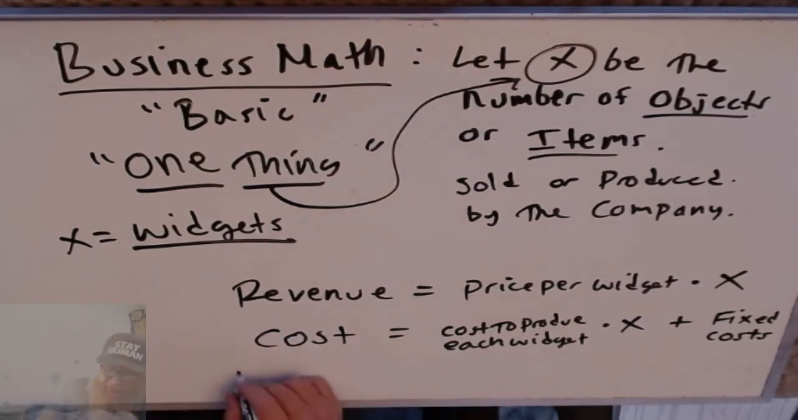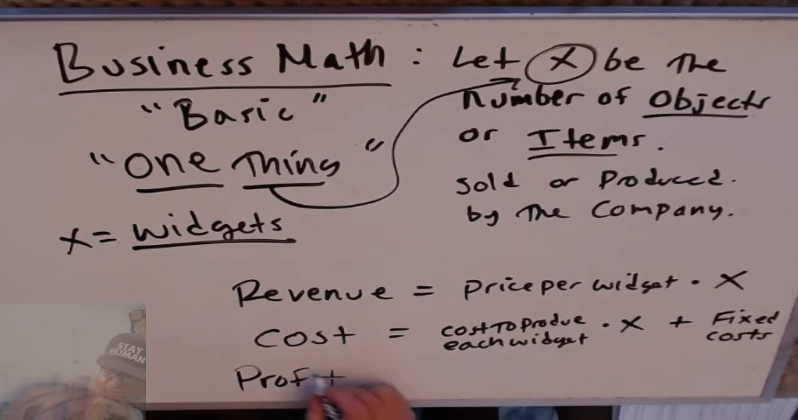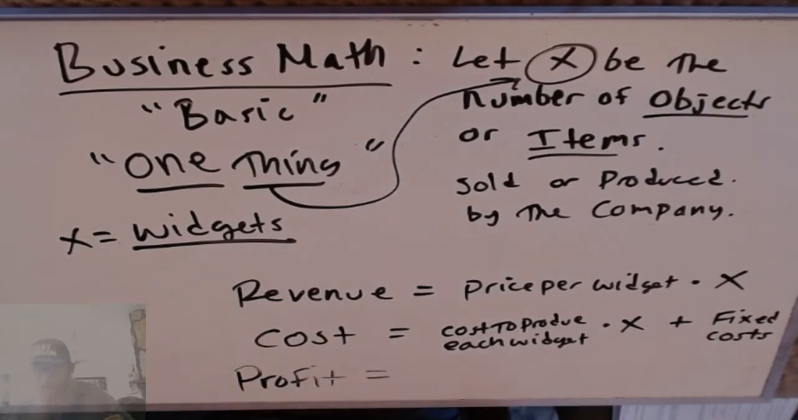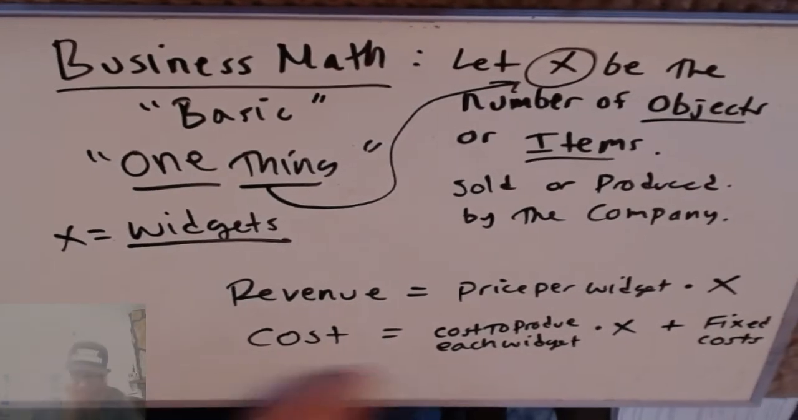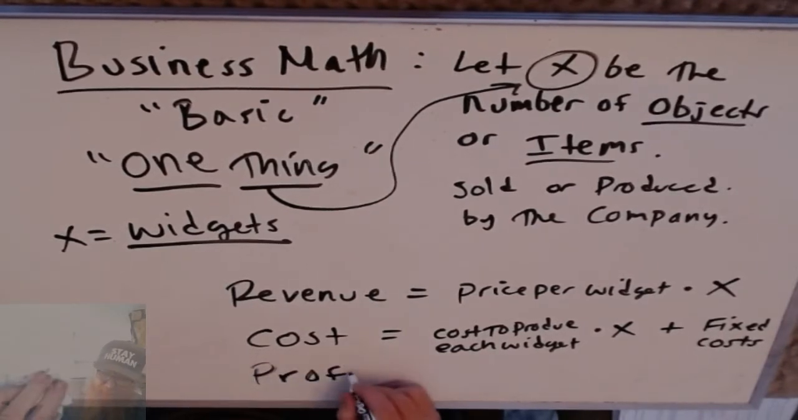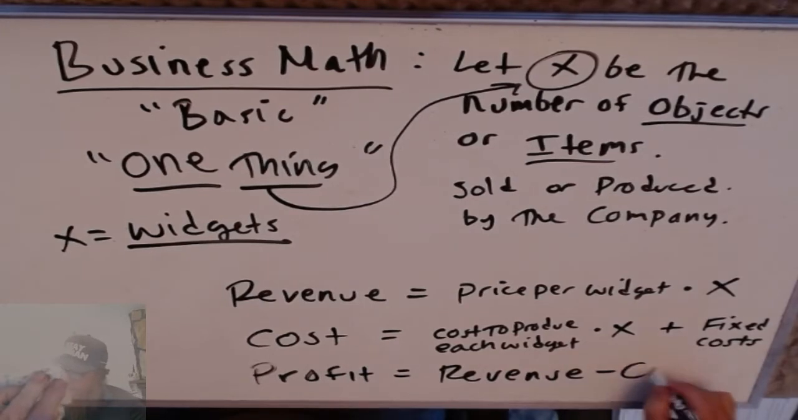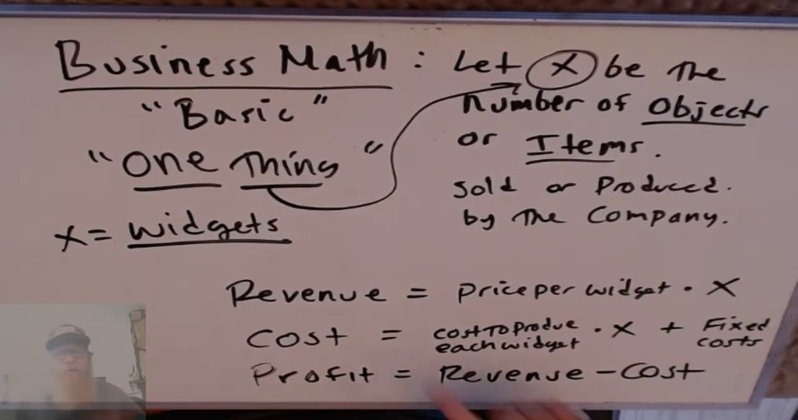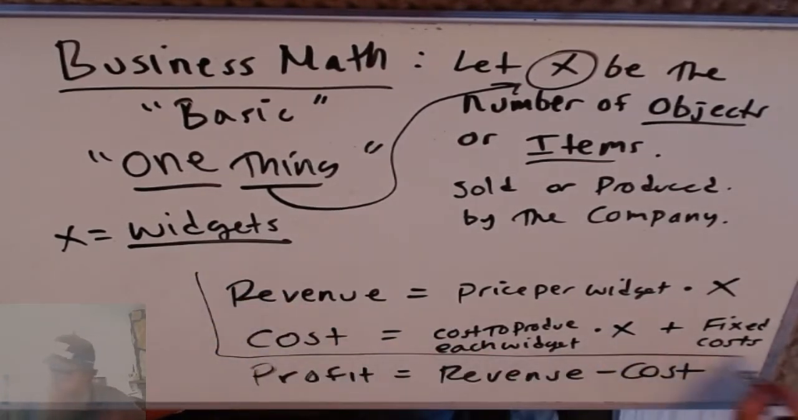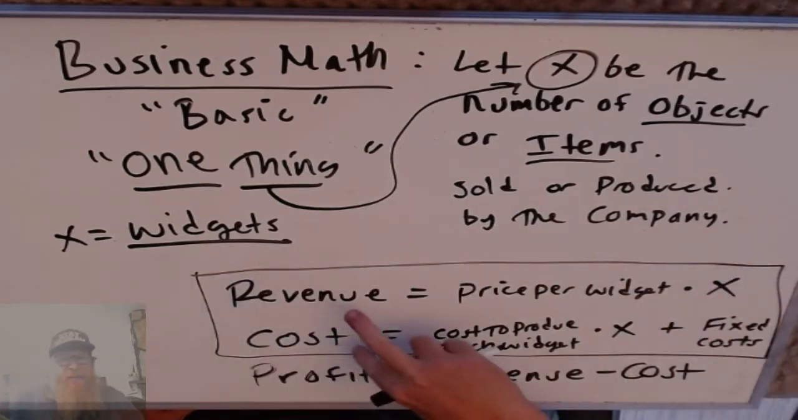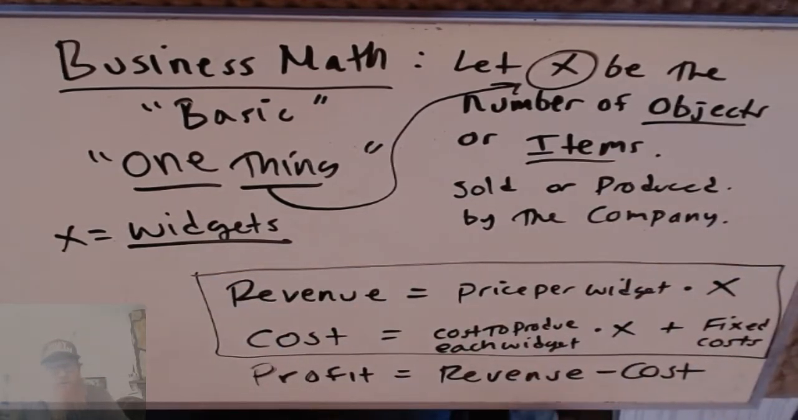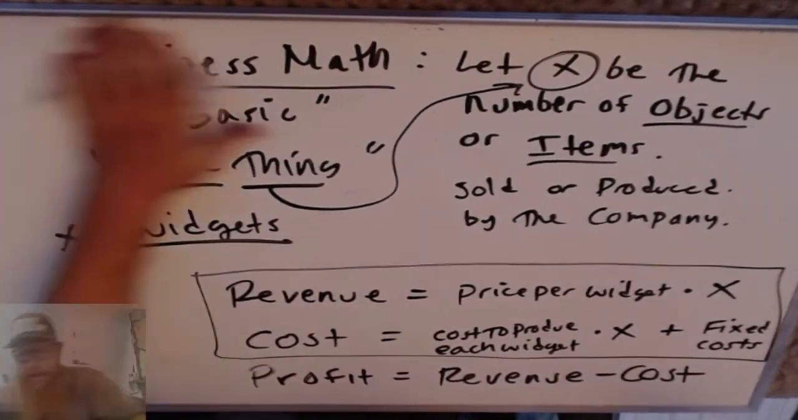And then profit. Profit is the money that you actually get to keep at the end of the month. It is revenue minus cost. So we first have to figure out what our revenue and our cost is. Then we can subtract those two and come up with the profit formula. Okay. Let's go ahead and do an example.